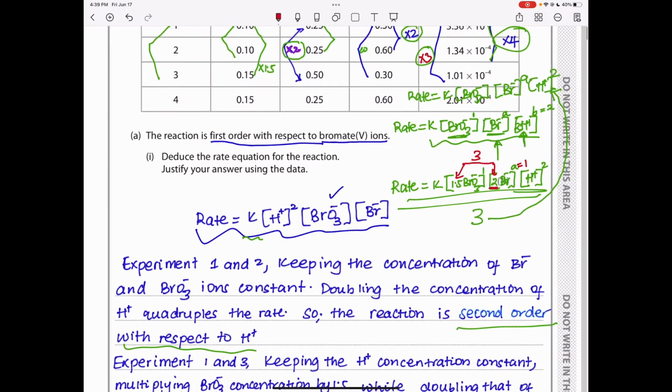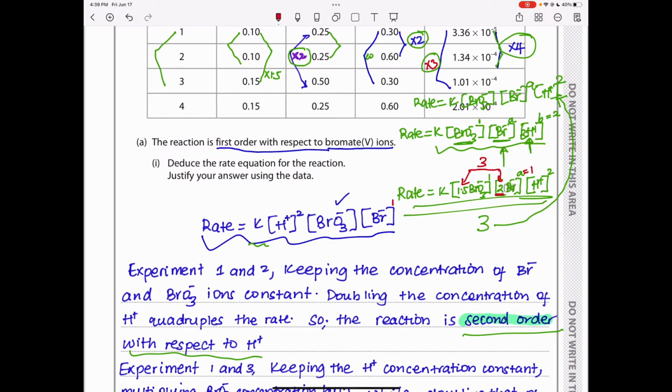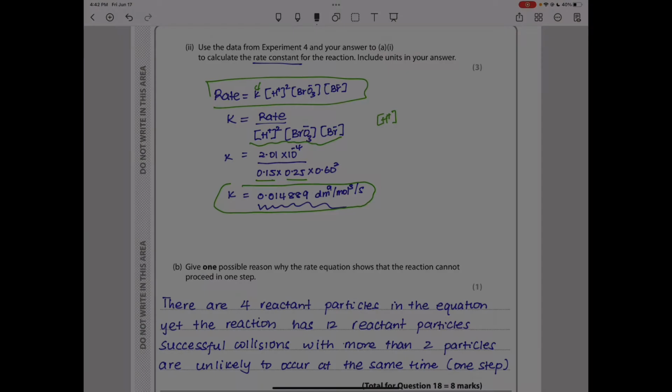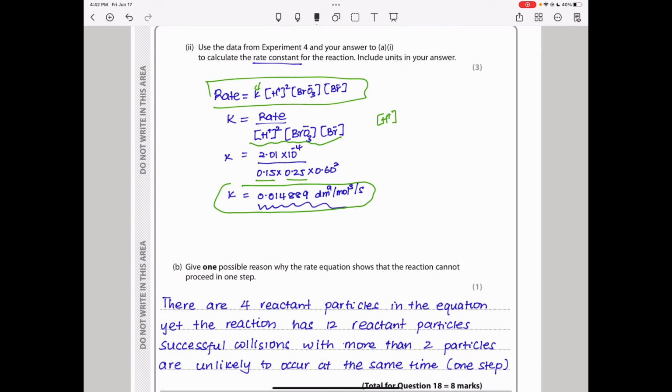So because it's first order with respect to bromide, first order with respect to bromate, and second order with respect to H plus, my final rate equation is going to be as you see here. So we're going to continue on to the next part. Using the data from experiment 4 and your answer in A1, calculate the rate constant for the reaction, include units in your answer.